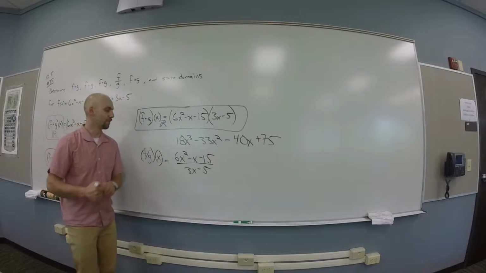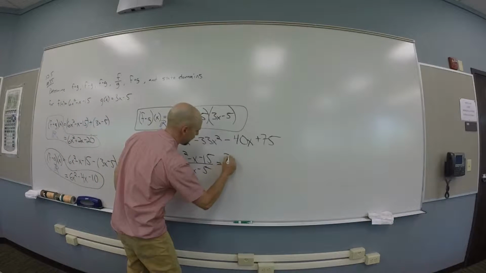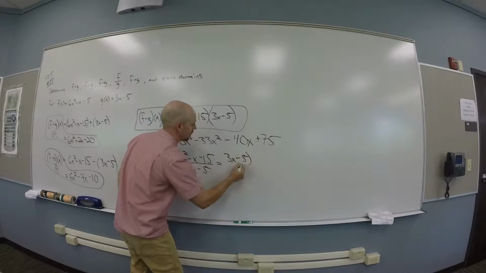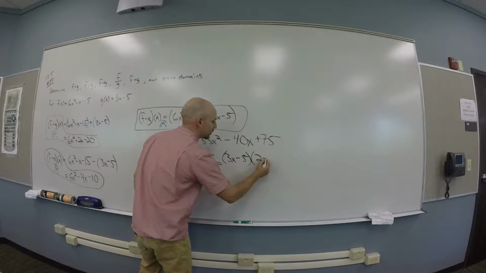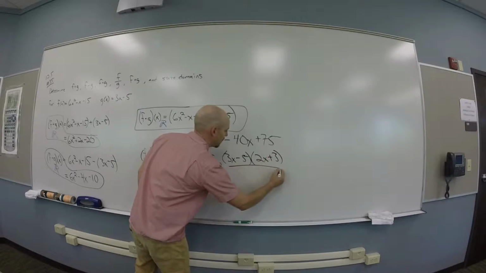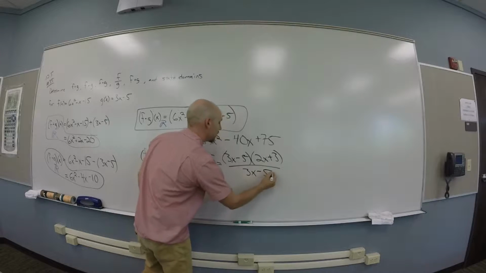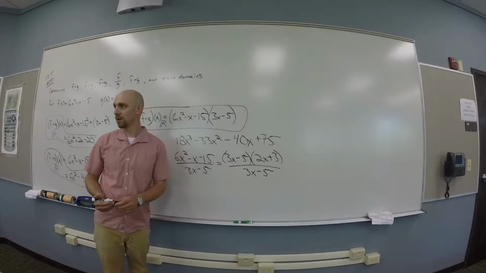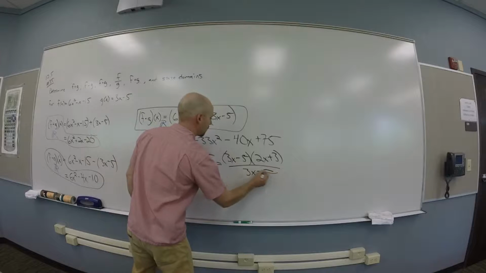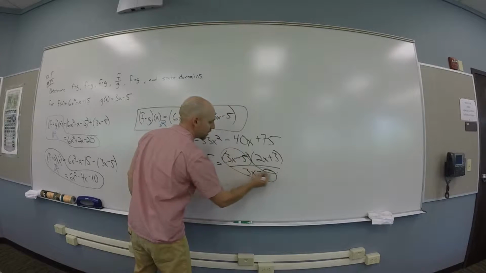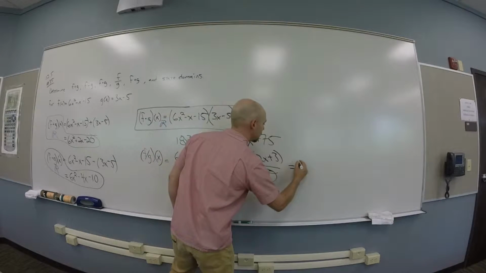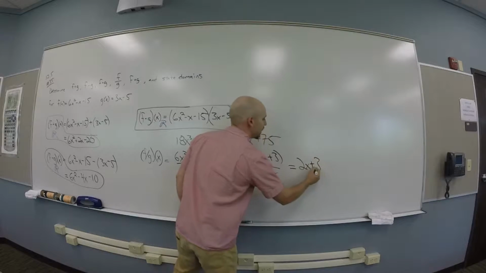If you factor the top, you get 3x minus 5 times 2x plus 3, all over 3x minus 5. Then we cancel out the 3x minus 5. I see a onesie, so I can cancel it. So this is 2x plus 3.